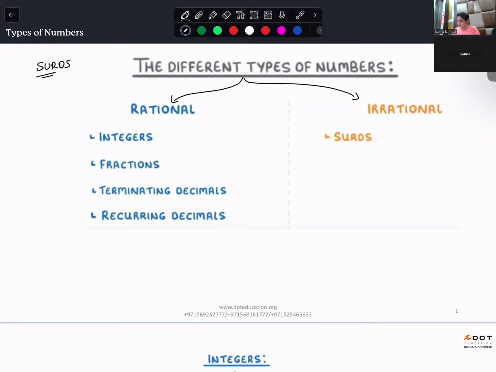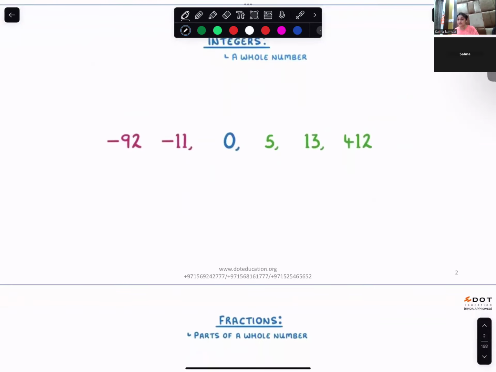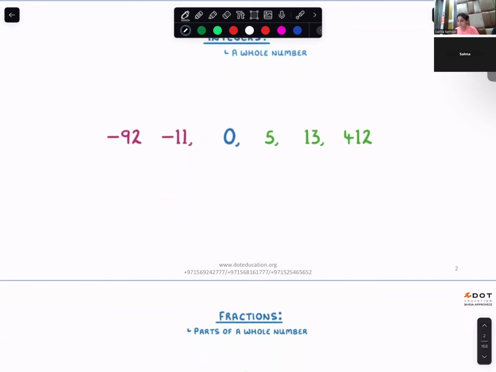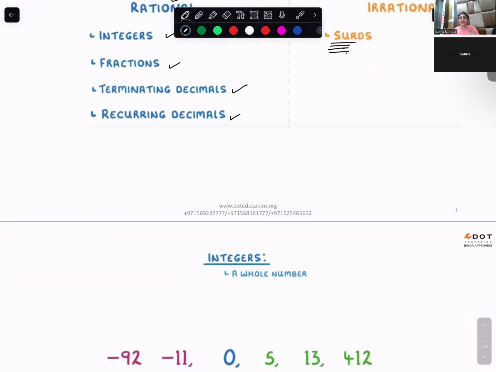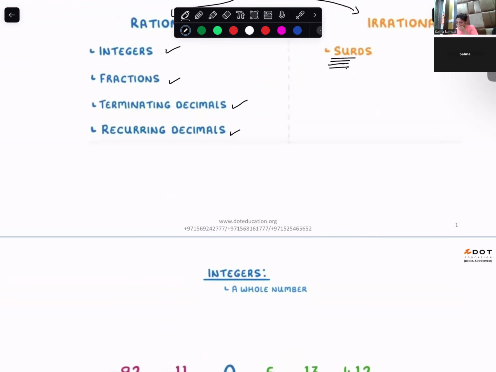Rational numbers are basically your integers, your fractions, your terminating decimals, your recurring decimals. But irrational numbers are nothing but your surds. We will talk about surds a bit later, after we distinguish between a rational number and an irrational number.